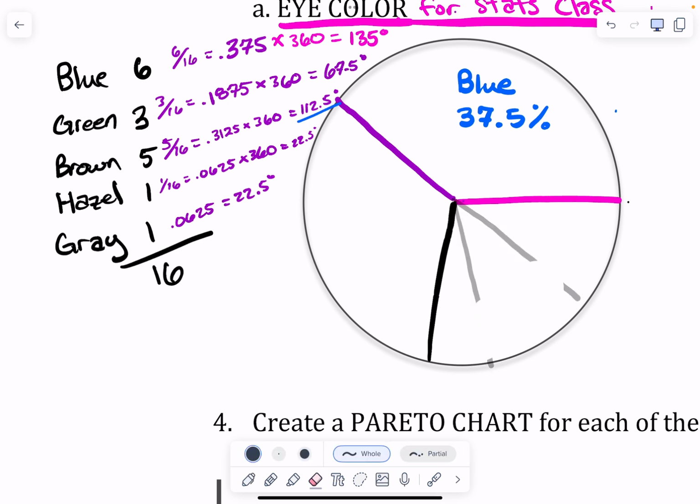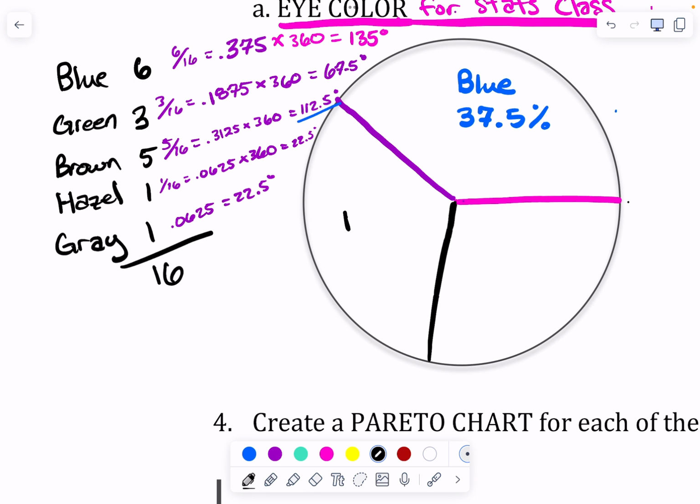So that's going to be brown. I don't have a color brown, and I don't know, I'll just make him black. What do you do for gray? Brown is 31.25%. We'll just go ahead and do the 25. Okay, good? I'm going to go to the next one.